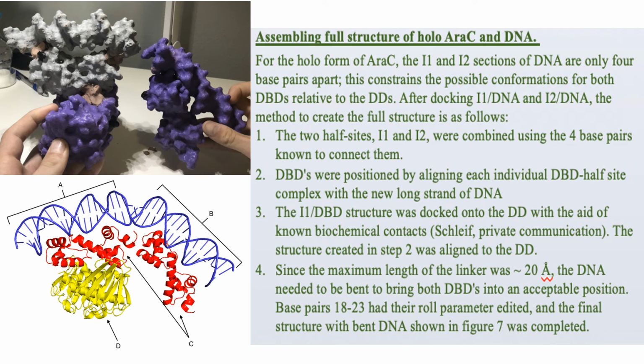A full segment of DNA containing both modified half sites and the 4 base pairs between them was created. The DBD I1 and DBD I2 complexes previously described were aligned with this new long segment of DNA. The structures were merged to create a segment of DNA with both DBDs attached.